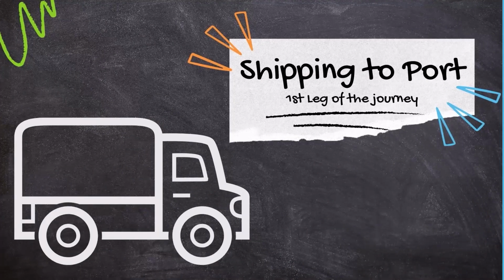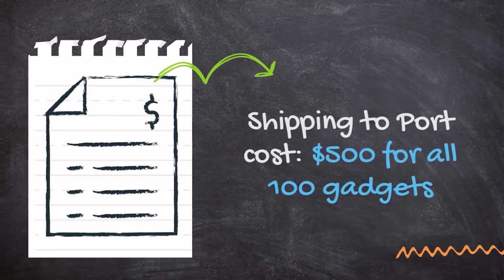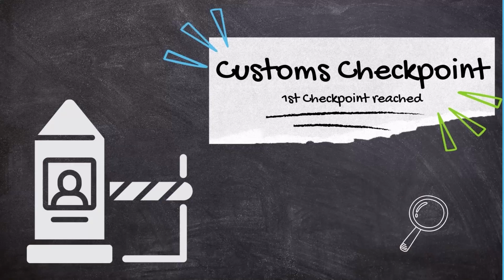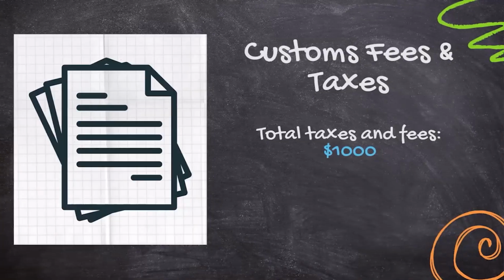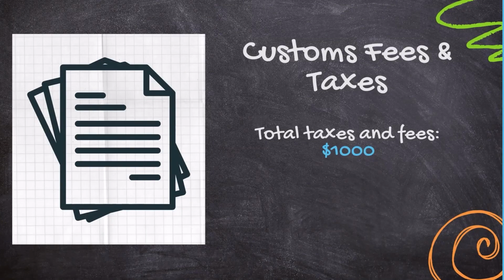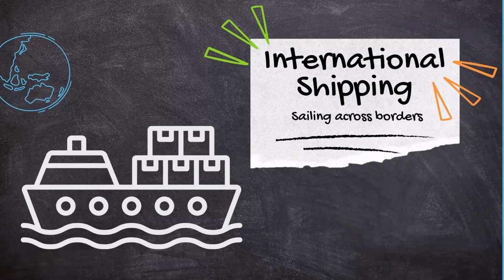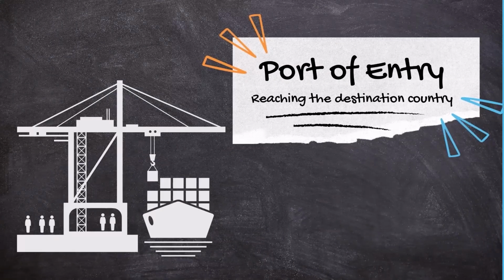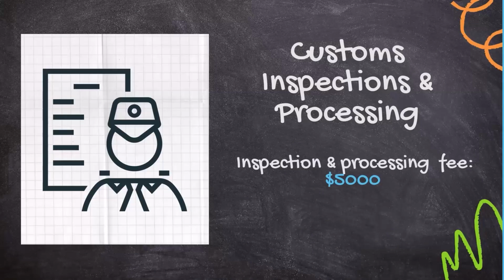Next, the product is transported to the nearest shipping port. We're going to say that this transport cost is about $500 to transport all 1,000 gadgets. At the customs checkout, our product goes through clearance. And at this point, we are getting a hefty customs fee of $1,000. Our product then embarks on its international journey, being loaded into a container ship. The international shipping cost is going to set us back about another $2,000. Upon reaching the destination's country's port, now it goes through another round of customs and fees, and this is going to cost us about another $5,000.